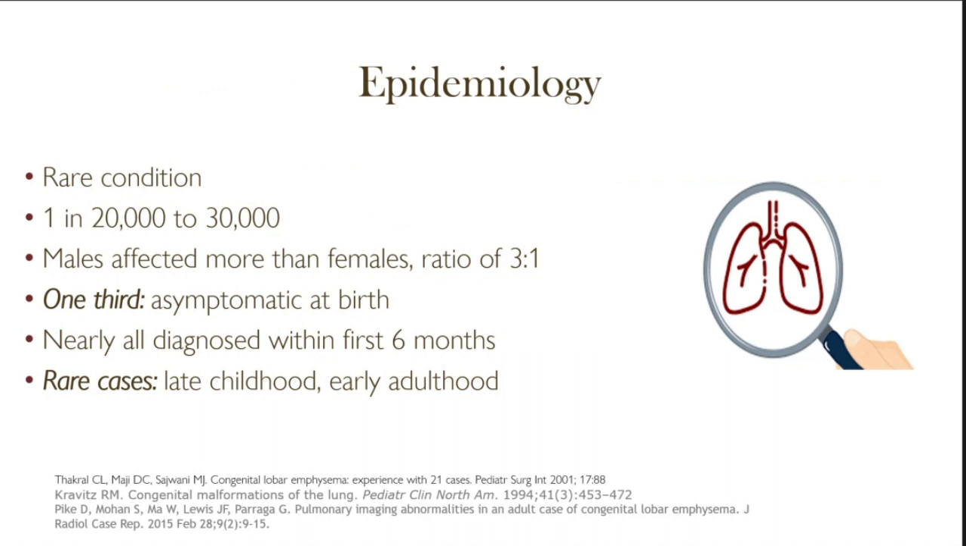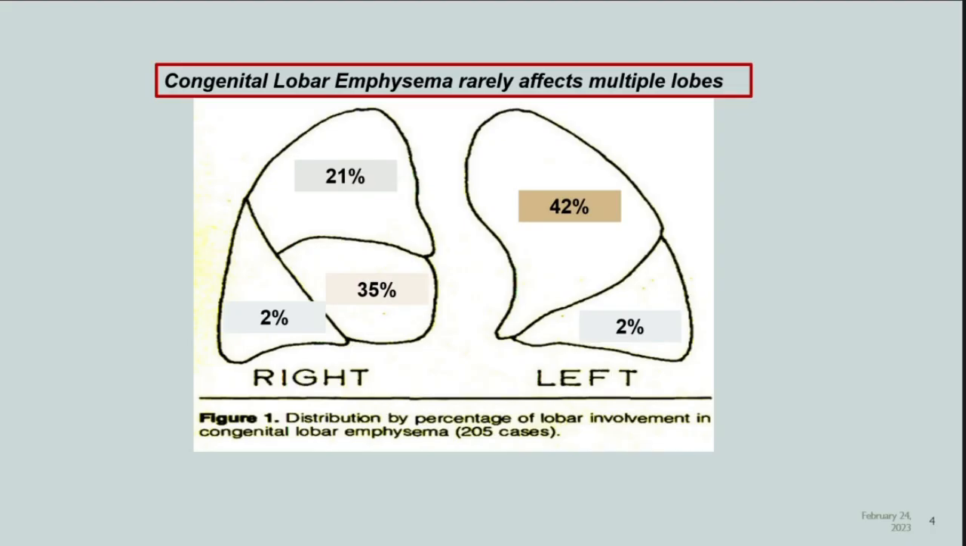Males are noted to be more affected, with a ratio of 3:1. One-third of them are asymptomatic at birth, but nearly all are diagnosed within the first 6 months. Rare cases were reported in late childhood or early adulthood.